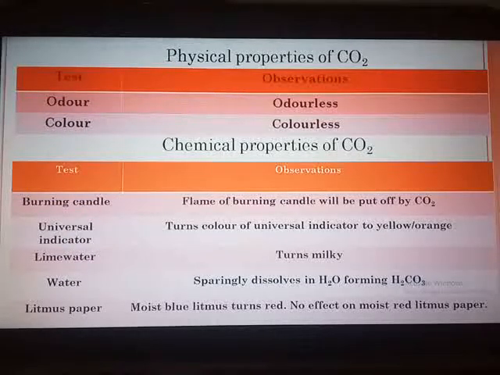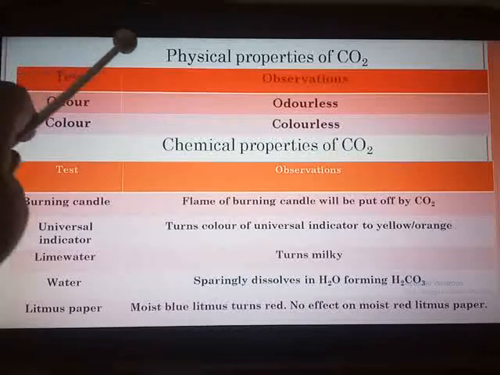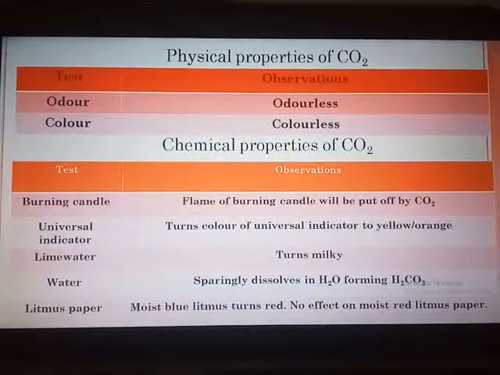Carbon dioxide, you well know from the lower standards, it has molecular formula CO2, molecular mass is 44 and its melting point is minus 56.6 degrees Celsius. It occurs in the air in the free state to the extent of about 0.03%.